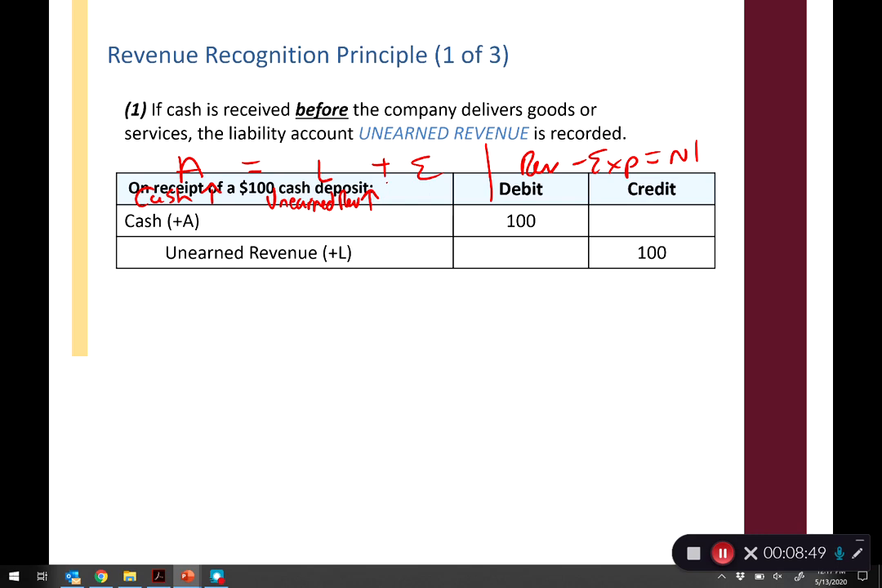What happens when we deliver the food? So when we deliver the food, we've now provided the good or service. So our revenue would go up because we provided the good or service. That makes our net income go up.